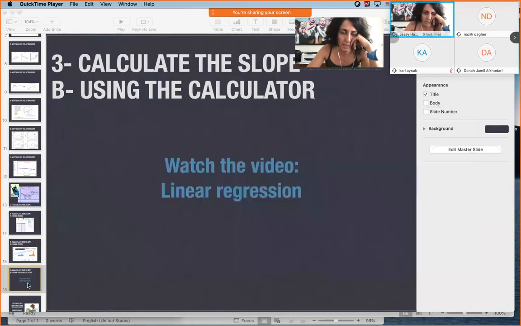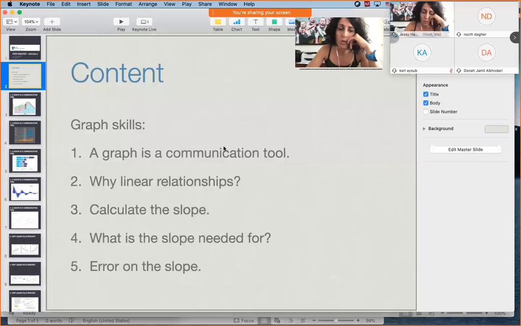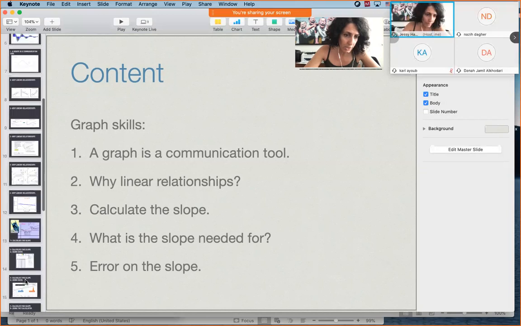So basically, now if I go back to the content, you know how to draw a graph. You know the difference between linear relationships and not. You know how to calculate the slope using Excel or using the calculator. Now, why do we need the slope? That's item 4 that is actually here.